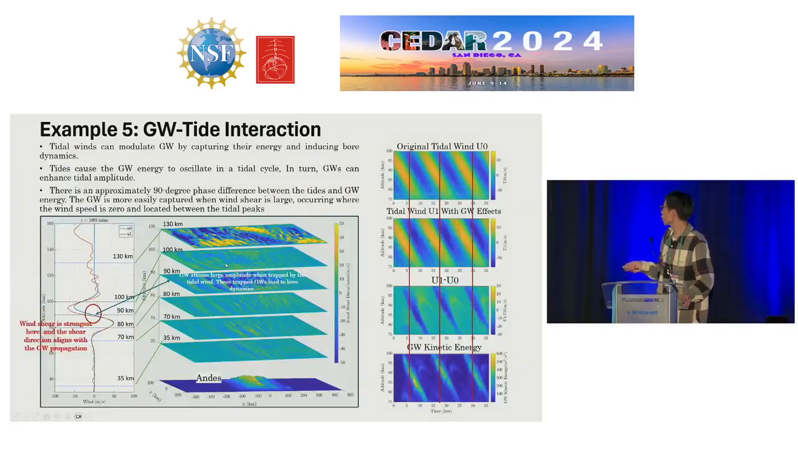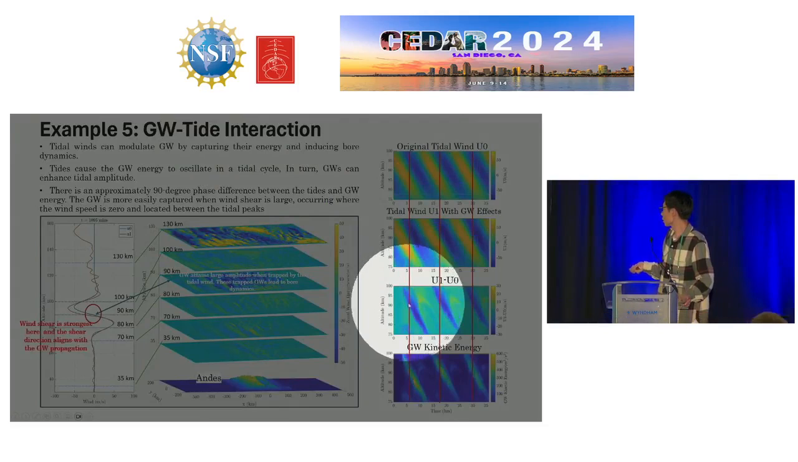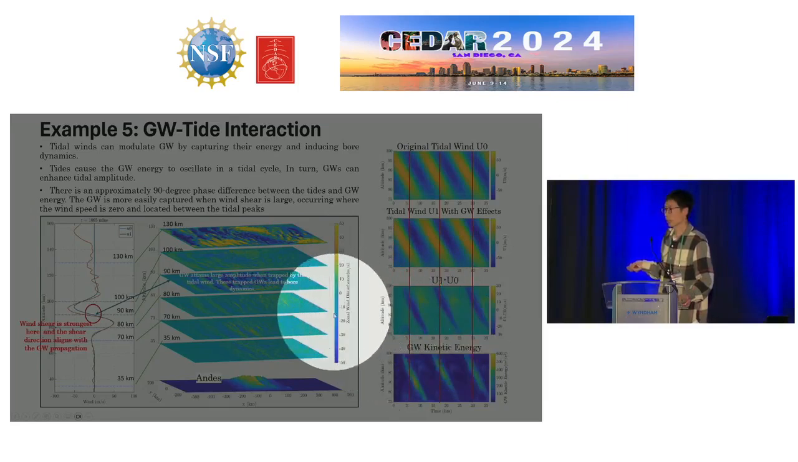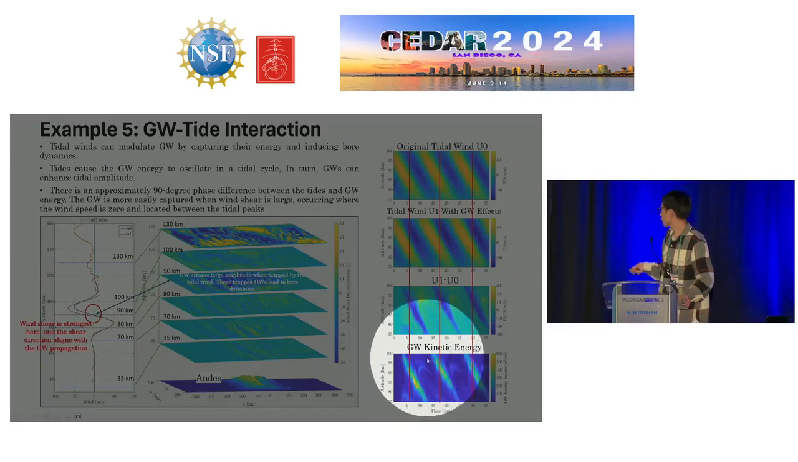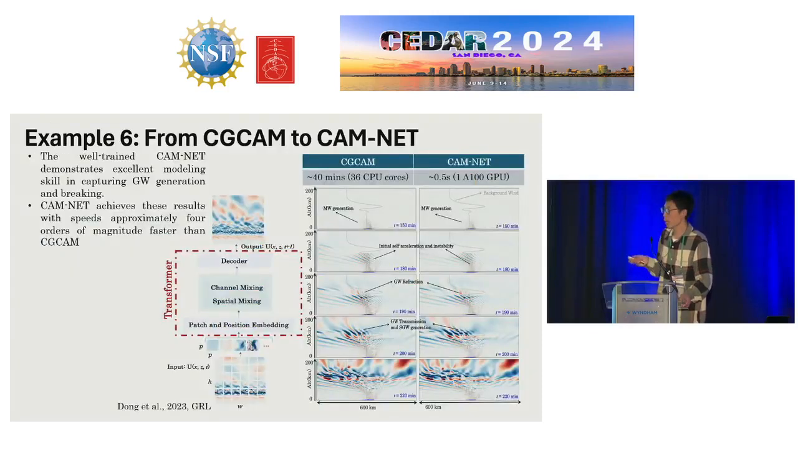We also plot the original tidal wind, the modeled tidal wind, and their difference on the gravity wave energy. We can see that gravity waves can enhance the wind at some times, and the tide can also influence the gravity wave kinetic energy. So we want to use this case to talk about the gravity wave and tide interactions. Next I will talk about going from CEDCAM to CAMnet.